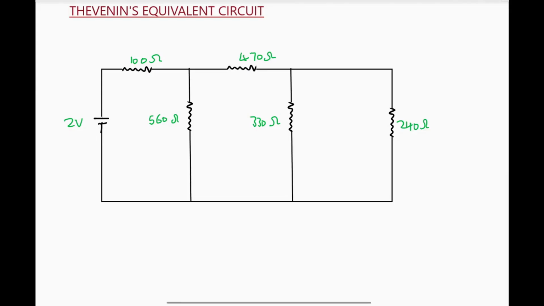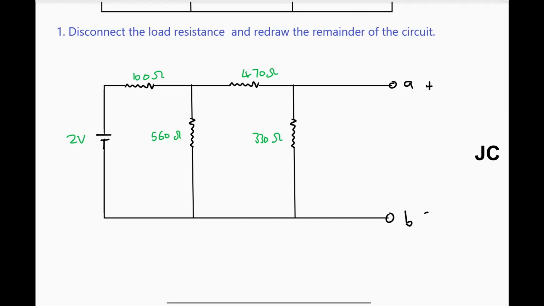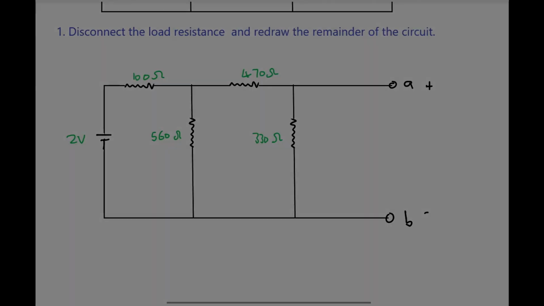In this video, I'm going to obtain the Thevenin equivalent circuit diagram while using the circuit diagram shown. So the first thing for obtaining the Thevenin equivalent circuit is to disconnect the load resistance and redraw the remainder of the circuit. So my load resistance is 240 ohms. So if I disconnect the load resistance and redraw the remainder of the circuit, I'll have something like this.